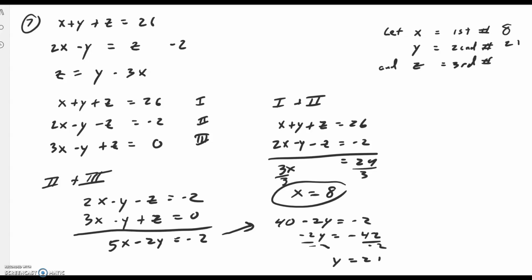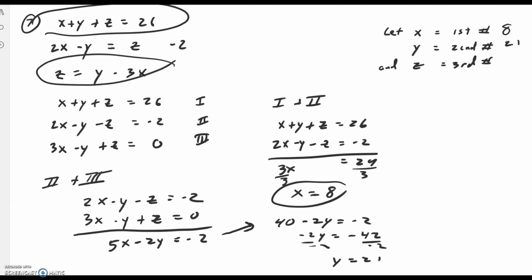Now I have x and y, and I have this first equation, for instance, but I'm going to use this equation because it says z equals, and I like that. So z equals the y value minus 3 times the x value, which is 3 times 8, which is 24, so z equals -3. So the first number is 8, the second number is 21, the third number is -3.